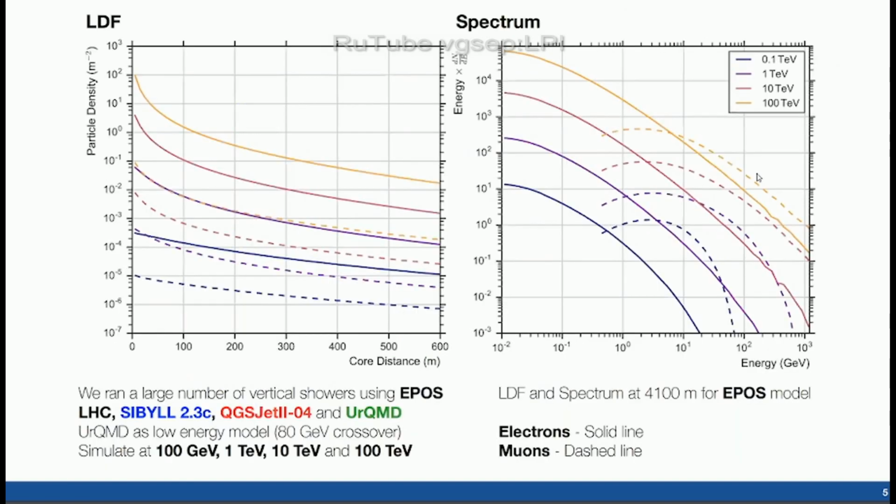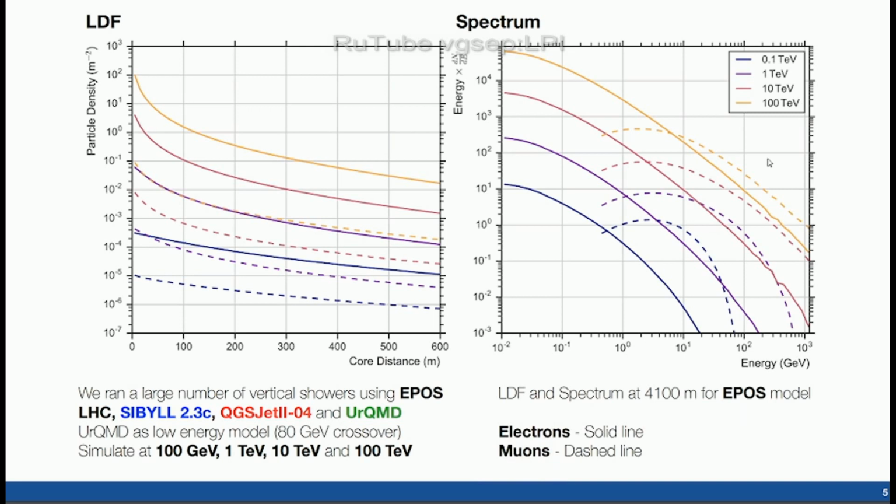So of course, probably the easiest things to look at are just the lateral distributions and the spectrum. This is where we started, and we simulated a large number of vertical showers for the most up-to-date set of models at the time, simulating at 100 GeV, 1 TeV, 10 TeV, 100 TeV, and looked at the ground level data at 4,100 meters, which is about the height of HAWC. And we concentrated on looking at the signal from electrons and from muons.